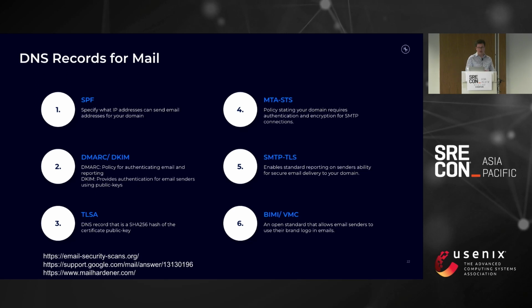MTA STS is a policy that states that your domain requires authentication and encryption for any SMTP connections. And then, in conjunction with that, you can use SMTP TLS, which is a standard which enables reporting for the sender's ability to send mail to your domain. So if people cannot connect to you, the sending client can basically send a report to a service which lets you know that your mail server is having connectivity problems. Similar process exists for DMARC today.